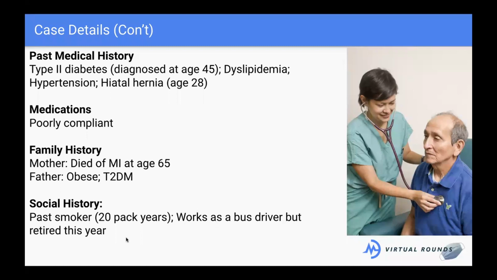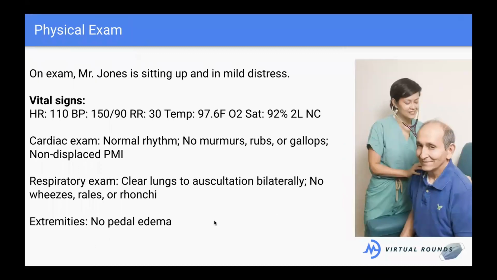Works as a bus driver, but retired this year. So he's got a job where he sits a lot. So that's that. So here's his exam. He's sitting up. He looks a little happier now because he's getting treated. So he's sitting up. He's in mild distress. Is this a normal heart rate?